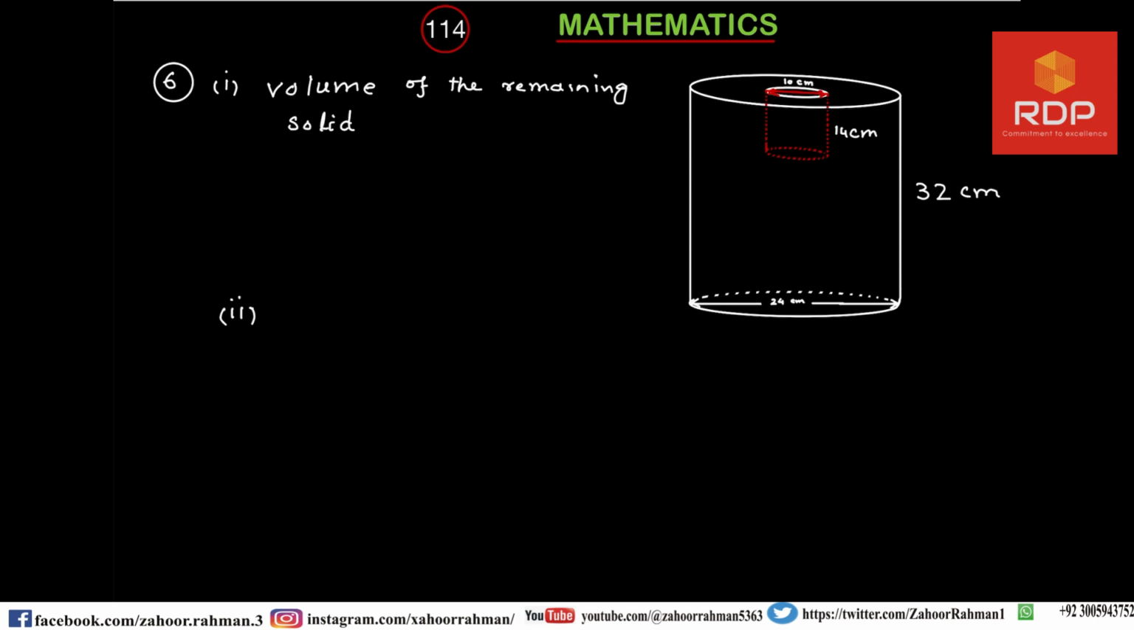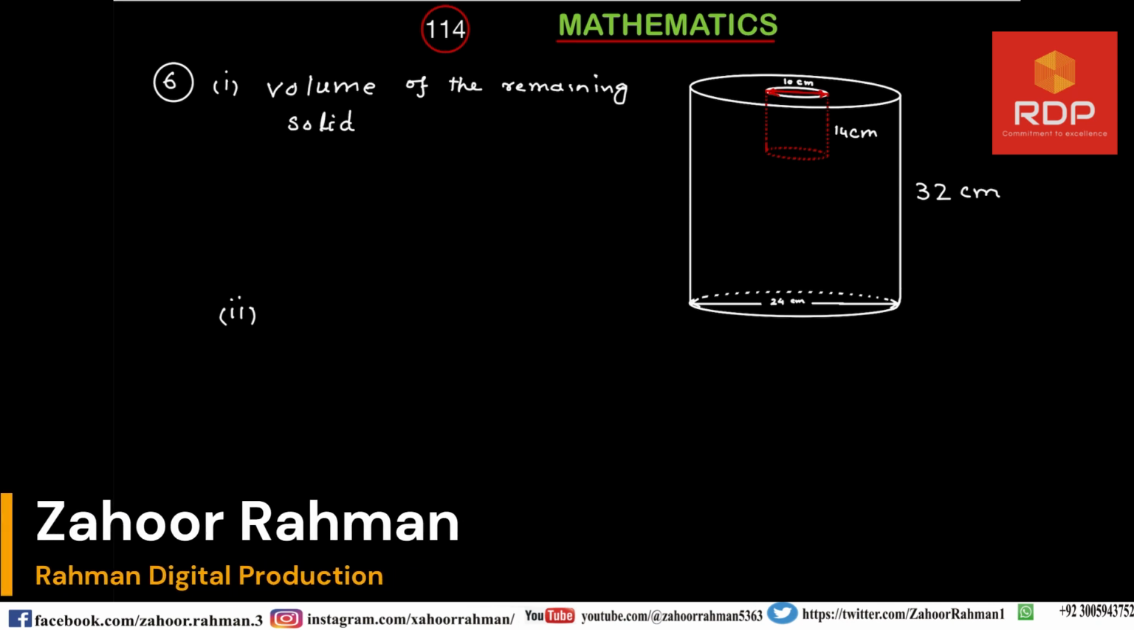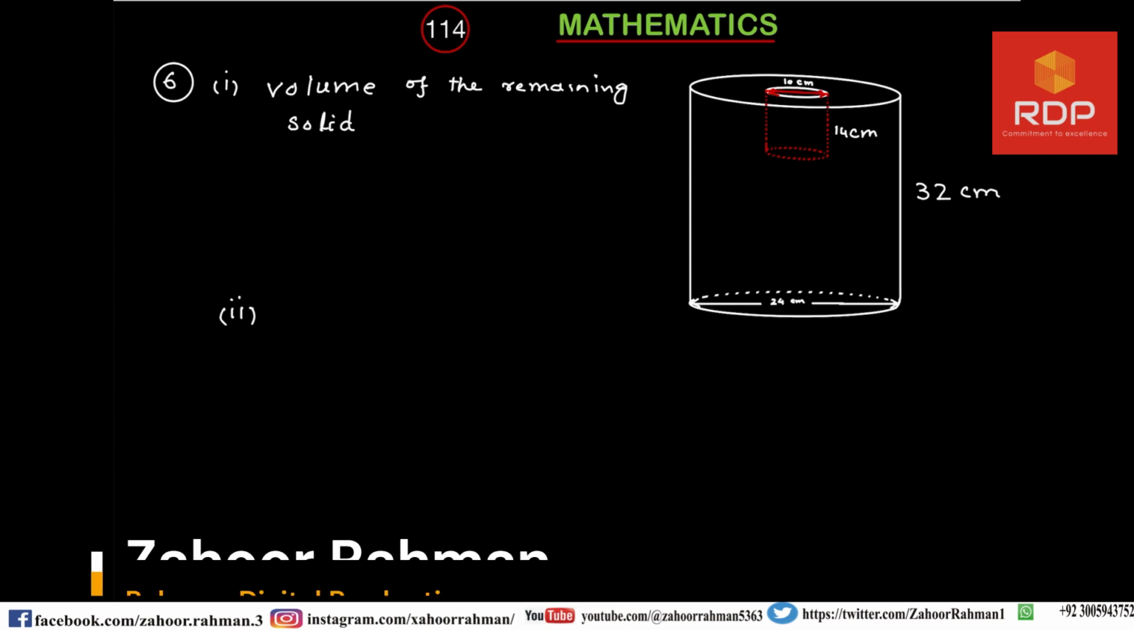Question number 6 is saying the figure shows a solid cylinder of diameter 24 centimeter, which is the large one, and height 32 centimeter. A cylinder of diameter 10 centimeter and height 14 centimeter is removed from the original cylinder, which is in red. The dimensions are also given. So the first part, they are saying find the volume of the remaining solid. It is easy if you understand the question.